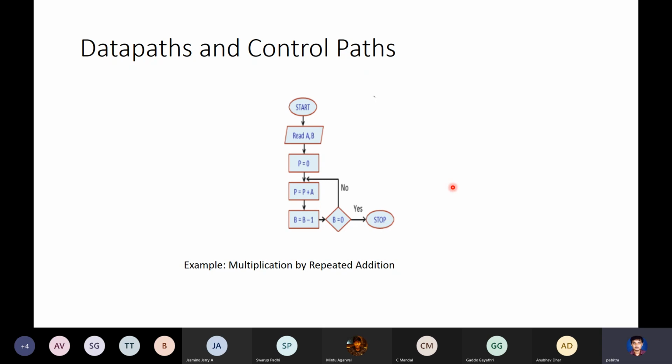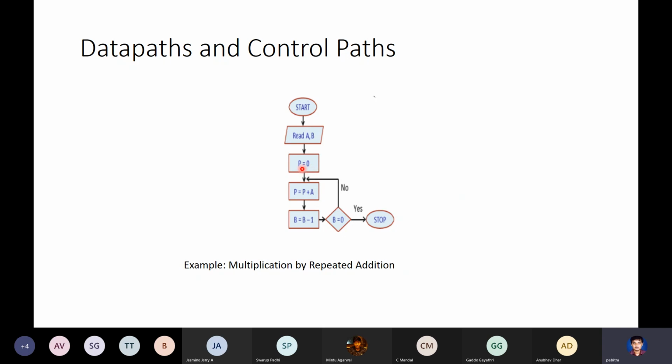So let's say you want to build such a multiplier using digital circuits. Let's see what the data path and control path are for this. The data path, as I have told you, is nothing but the registers which will store values and simple arithmetic operations. What are the registers here which will store values? Here A and B are registers, so I'll have A and B in my data path. I'll have P in my data path, which stores the product. And what are the operations that we need? We need a comparator here.